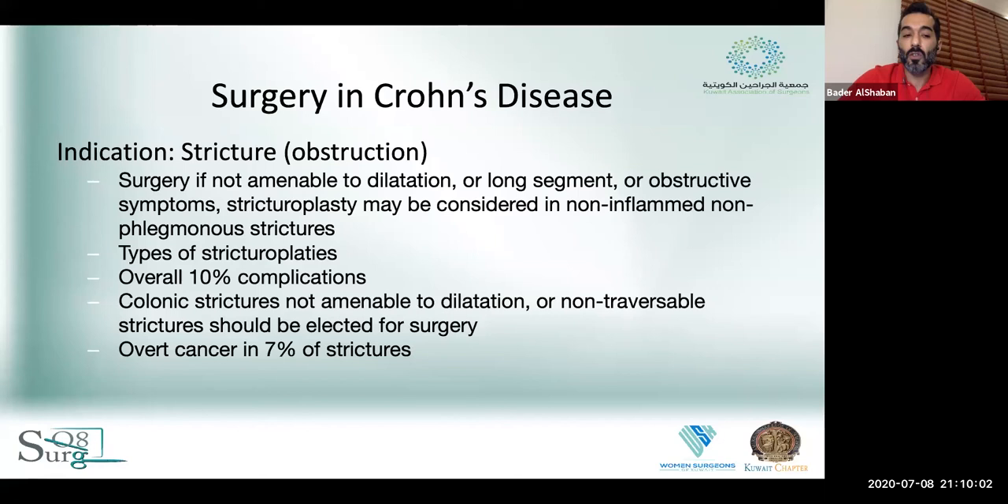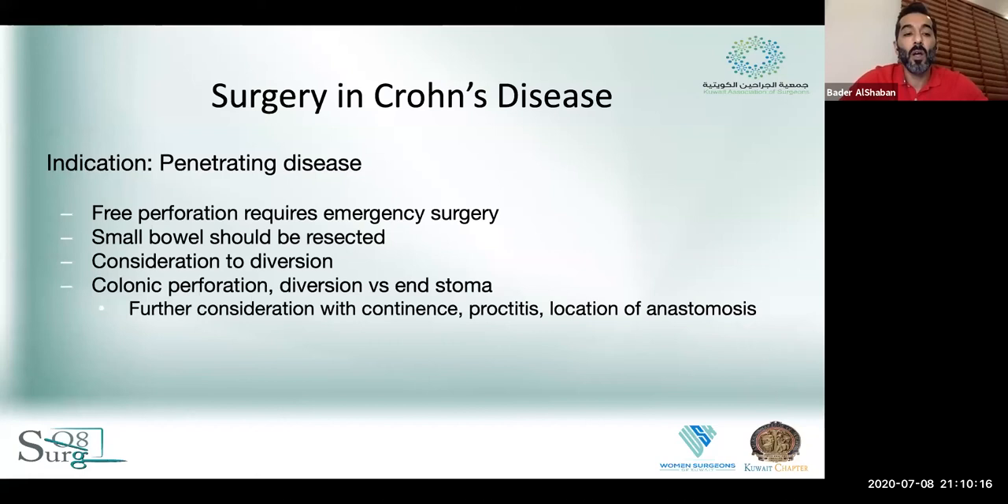Penetrating disease in Crohn's disease, obviously if it's a free perforation with peritonitis or systemic toxicity, requires an emergency intervention. Small bowel usually is resected. You may consider diversion based on the clinical scenario. And if colonic perforation occurs, again, resection with diversion or an ileostomy. And these are all dependent on several different factors such as continence, proctitis, and the location of the anastomosis.